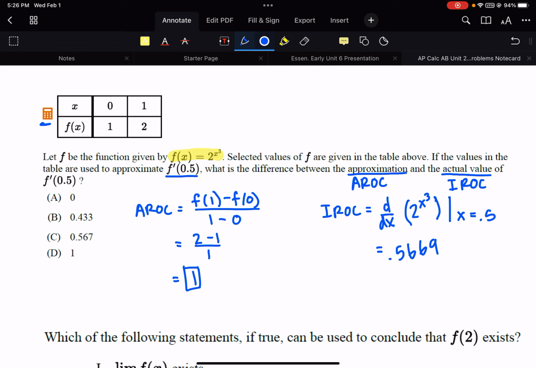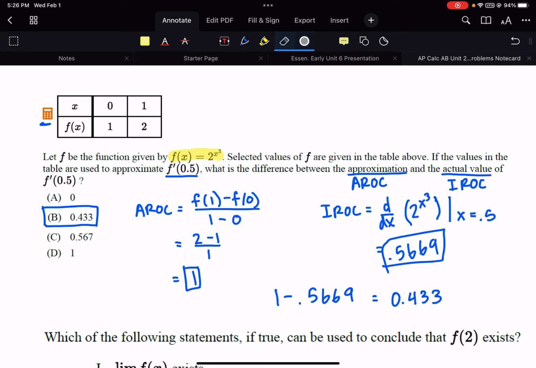You'll notice, first of all, the actual value is also one of your distractor answers over here. I'm going to go ahead and subtract these two, though. So 1 minus what I got there, and I should get 0.433. And that is my difference between my instantaneous rate of change and my average rate of change. Now, this is a great question for an AP exam because it tests both your knowledge of instantaneous rate of change and the average rate of change at the same time.